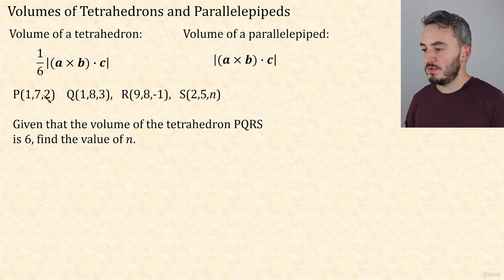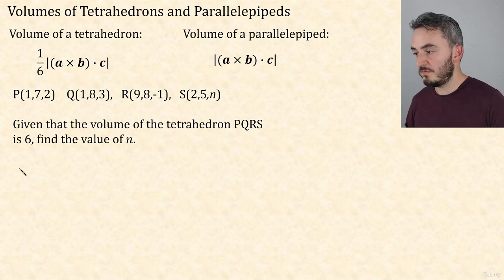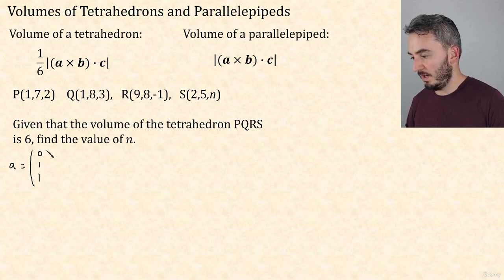Okay, so our a is going to be PQ, our b is going to be PR, our c is going to be PS. So let's find a first, which is Q minus P. 1 minus 1 is 0. 8 minus 7 is 1. 3 minus 2 is 1. Okay, nice and easy. A, that's good.